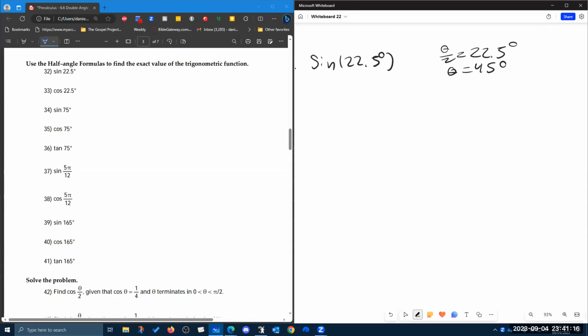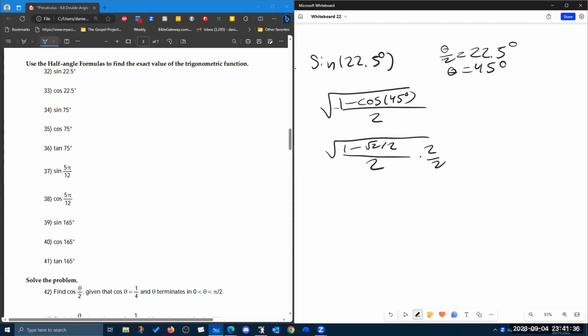So we already know 22.5 degrees is in quadrant 1, so this is going to be a positive square root of 1 minus cosine of 45 degrees over 2, 1 minus root 2 over 2 over 2, multiplied by 2 over 2 is 2 minus root 2 over 2 times 2 is 4 inside the square root. The square root of 4 is 2, so 2 comes out. That's my answer.